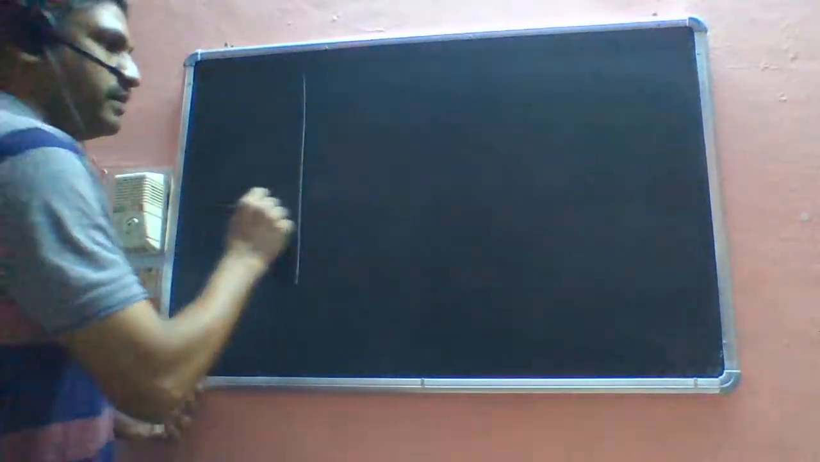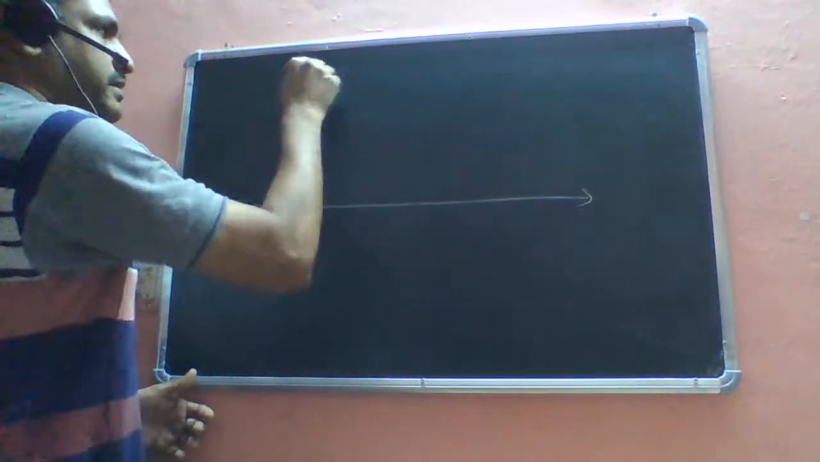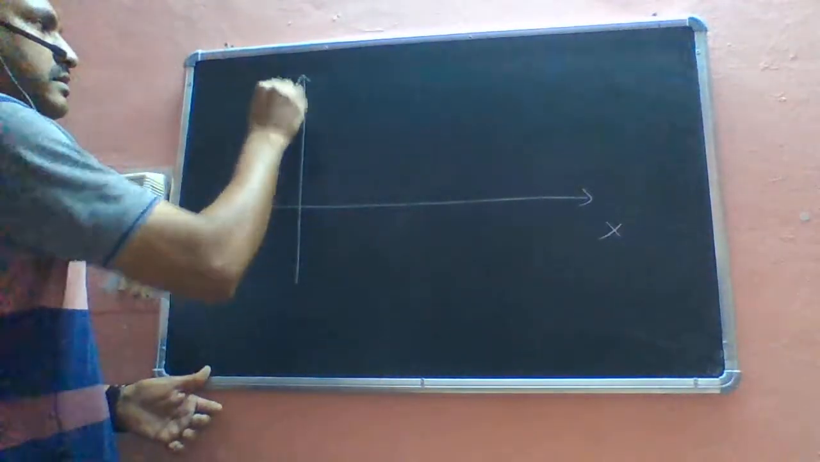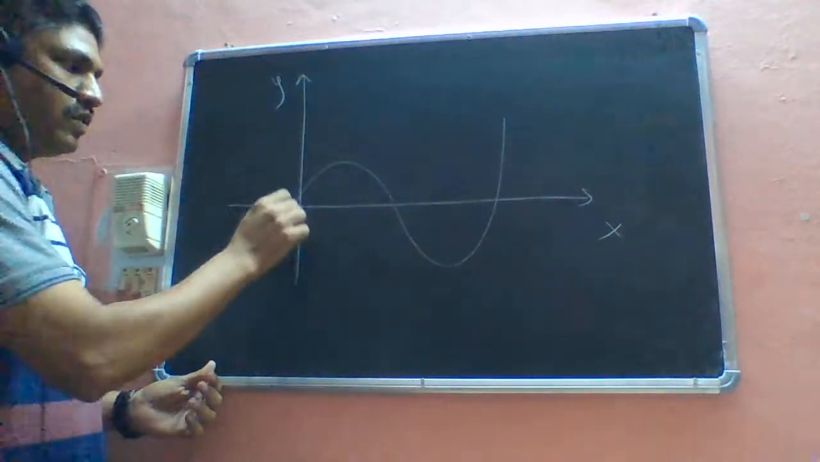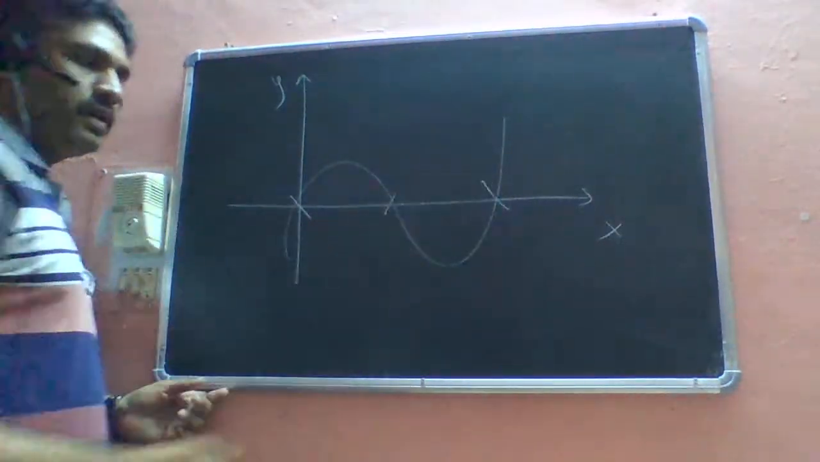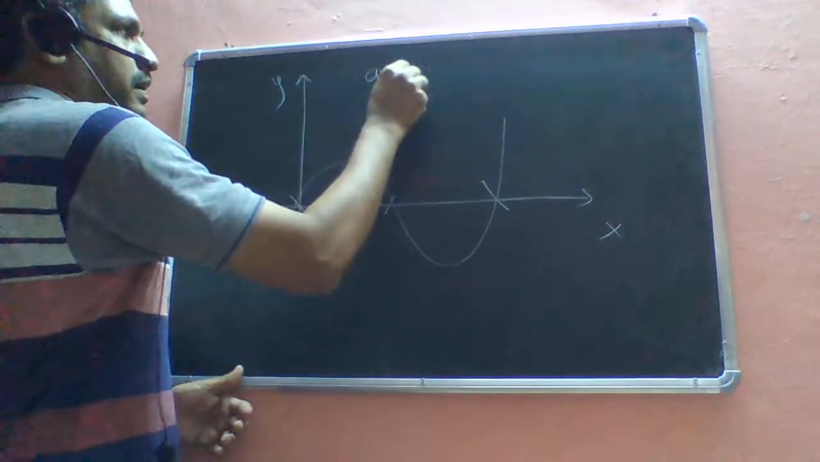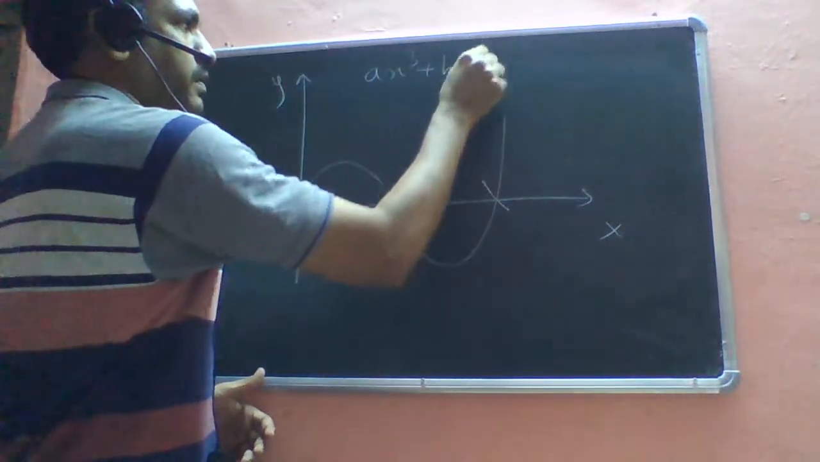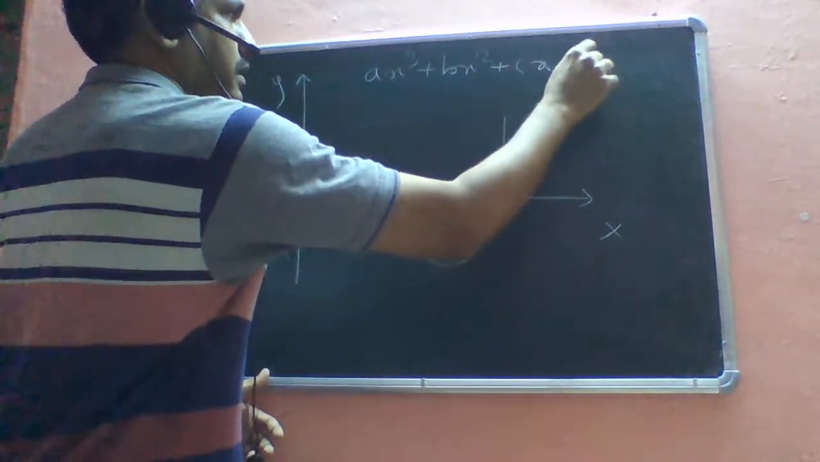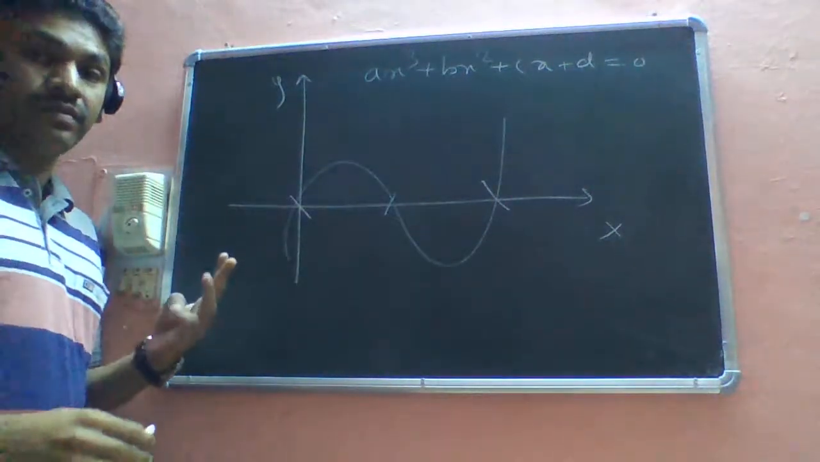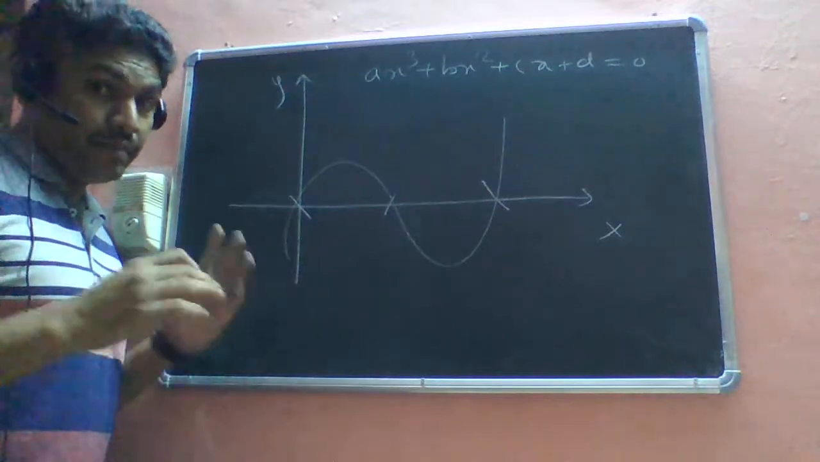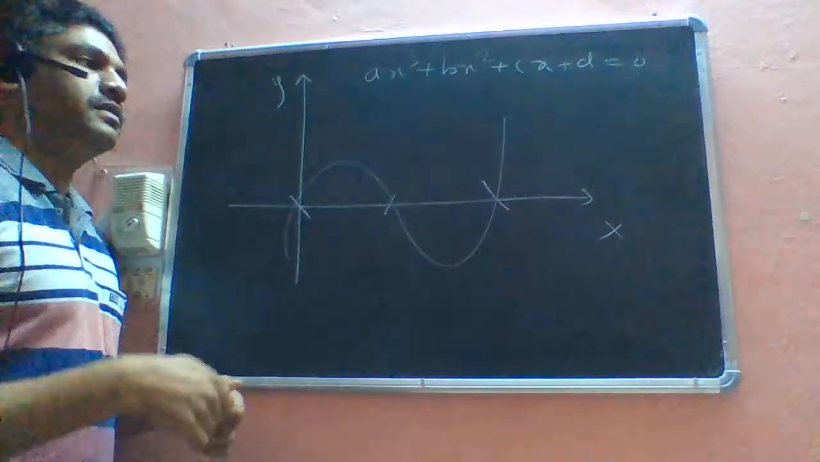Again, I am going to draw the figure, the x-axis and y-axis. This is your x-axis and this is y-axis. Remember, this figure is going to touch the x-axis three times: 1, 2 and 3. So the cubic polynomial ax cube plus bx square plus cx plus d equal to 0 has at most three zeros. At most three zeros means there may be fewer also.